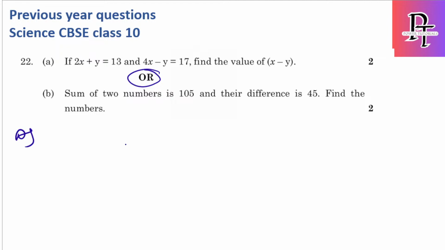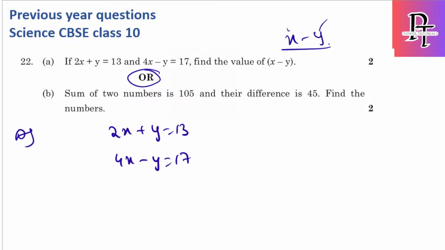So the equations are 2x plus y is equal to 13 and 4x minus y is equal to 17. They're asking for the x minus y value. So simply find the x and y values and get x minus y. It is easy. Here you can see the coefficients of y are the same, so I will just add. I get 6x is equal to 30, so x is equal to 5.